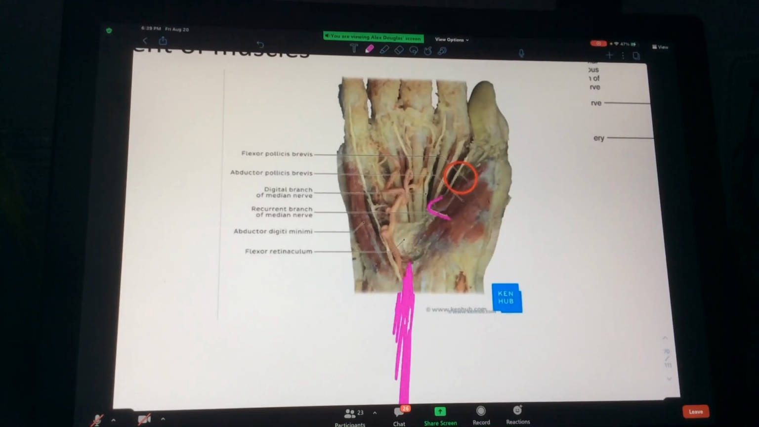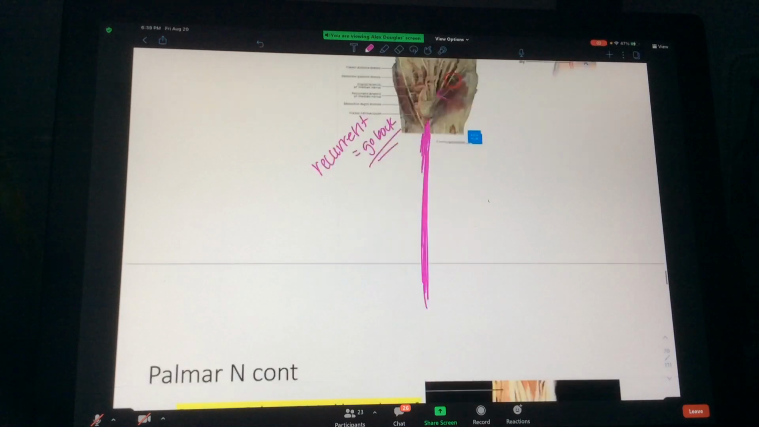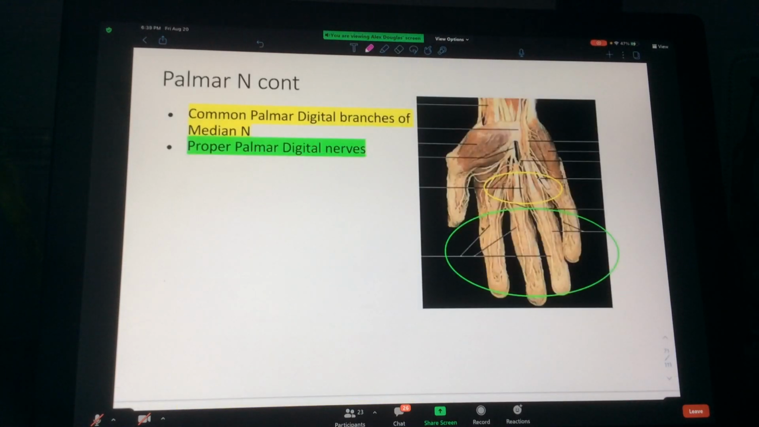She's recurrent, so she just goes back. You'll start noticing that recurrent things just go back. The recurrent branch of the median nerve is going to go into the palm, but she comes off of the median nerve and just goes back. Then you have palmar digital branches of the median nerve and proper palmar.